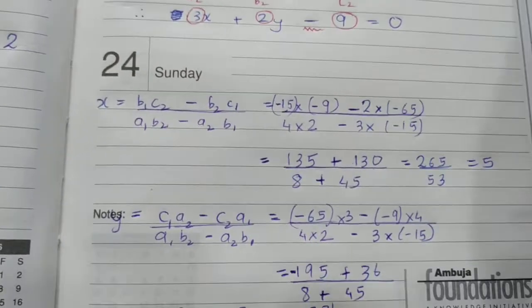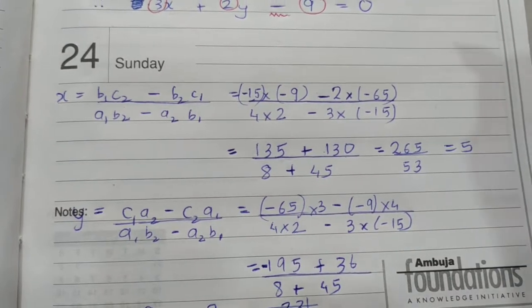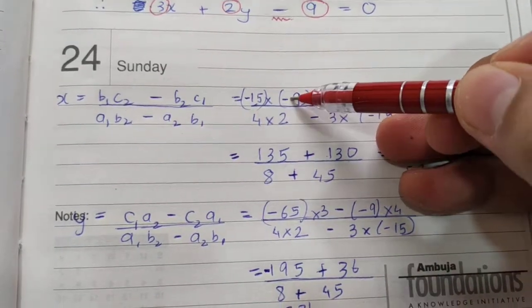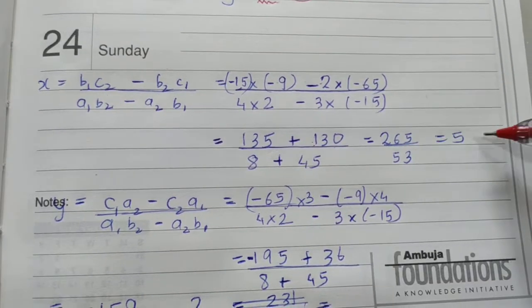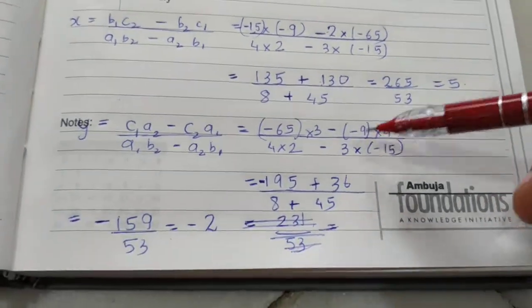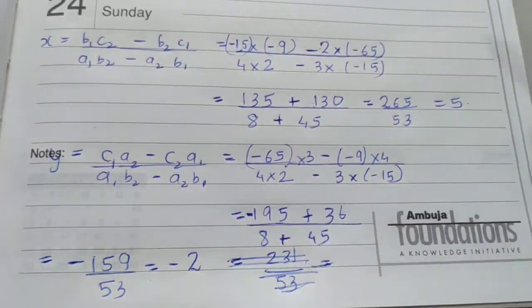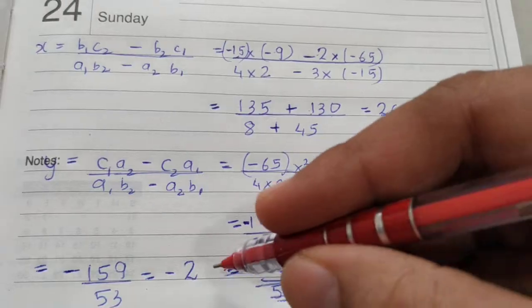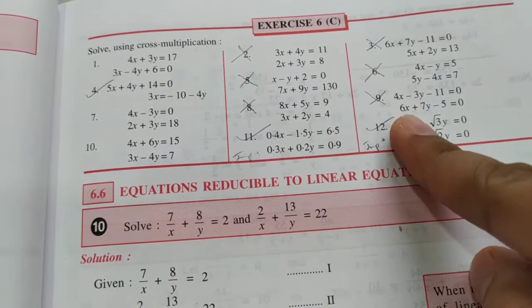And then in these formulae, simply substitute the values. Be careful with the negative signs. Minus into minus is positive. Again, minus into minus is positive. Do the division, get the answer as 5. And even here, after solving, the answer of Y is -2. So the solution set is 5 and -2. Students, mark the 11th and the 12th sums as IMP.